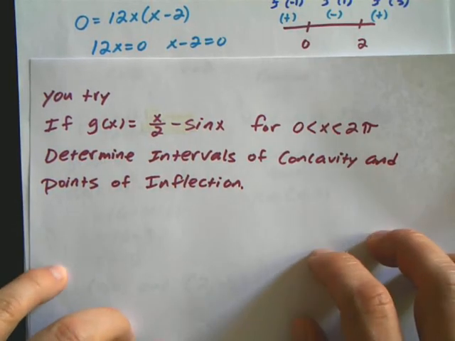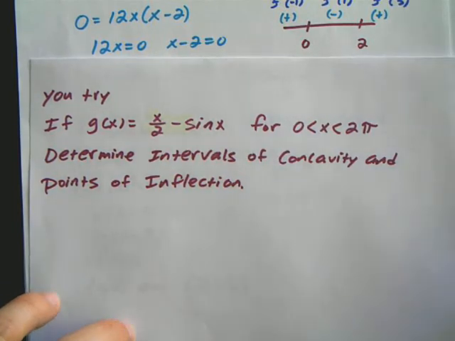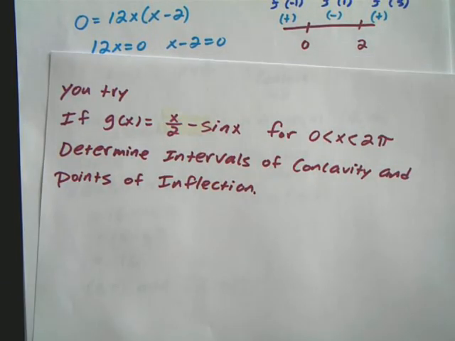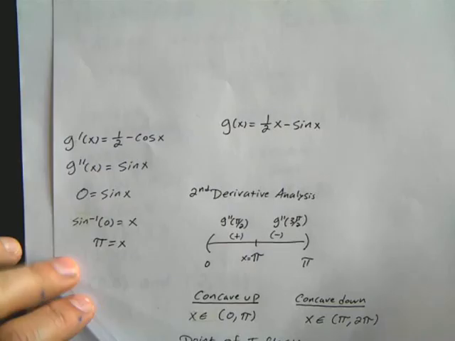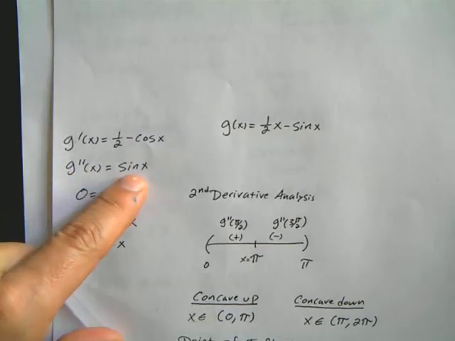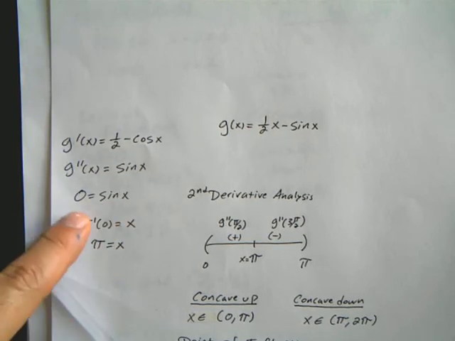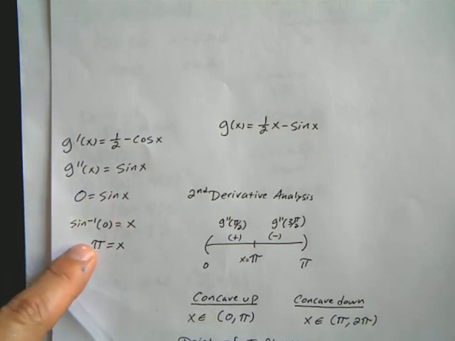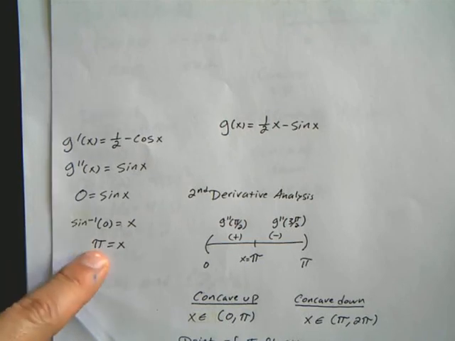Alright, so at this point you should have already tried this, and here is what I got. The second derivative is just going to be a sine. Set that equal to 0, and you're looking for when sine is equal to 0, so you do the arcsine of 0, and sine is equal to 0 at pi. I can't include 0 or 2 pi because that's outside of the interval. I don't include the endpoints, so it's only equal to 0 at pi.